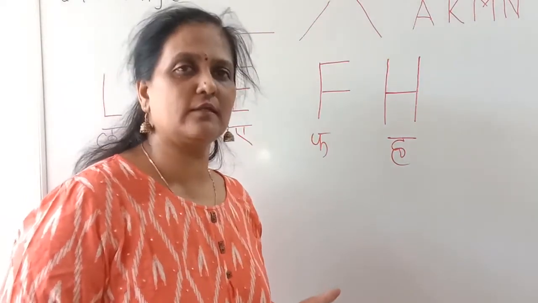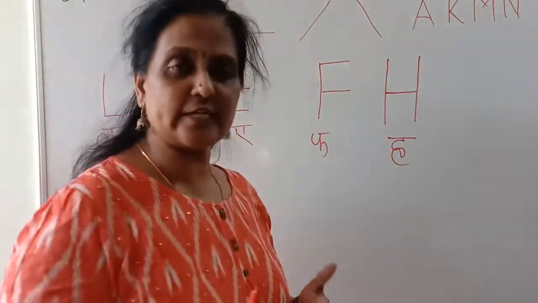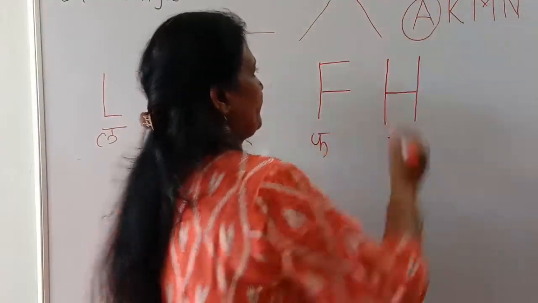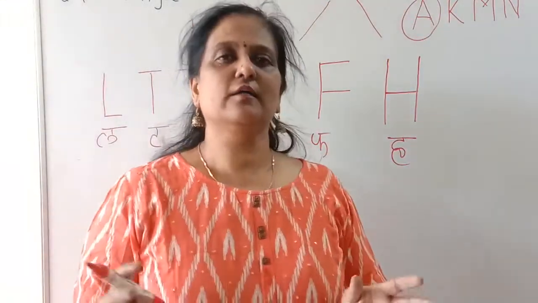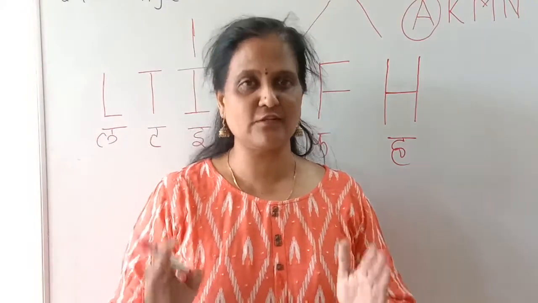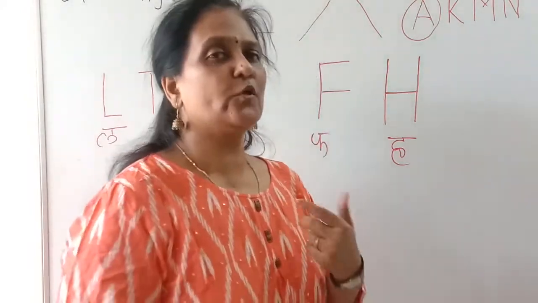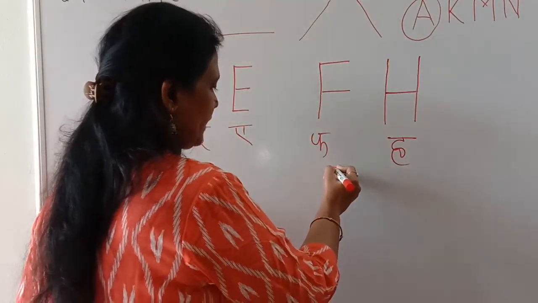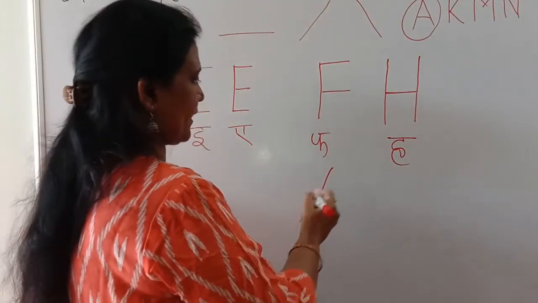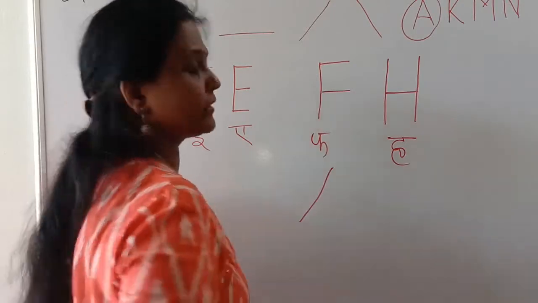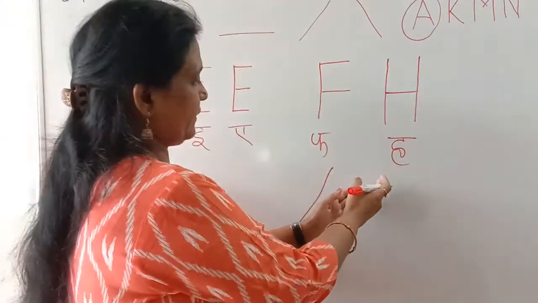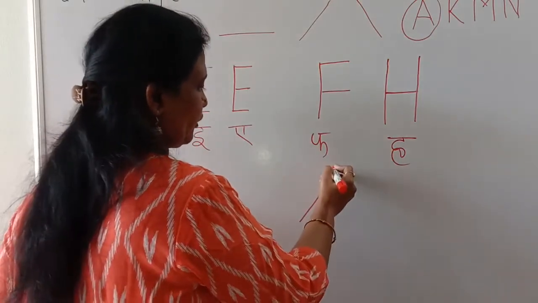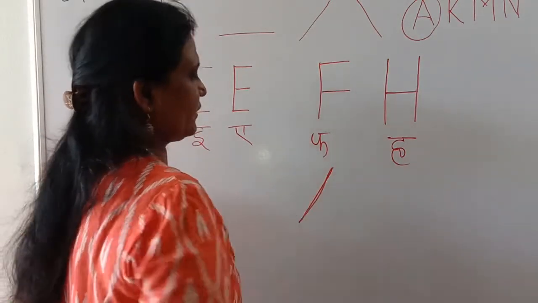Now we will learn the letters related to the slant line. The first letter is A. How to draw the letter A with the help of slant line? You have to convey this to your word. First, draw a line in this direction, upward to downward, left to right. Sorry, right to left. Right?